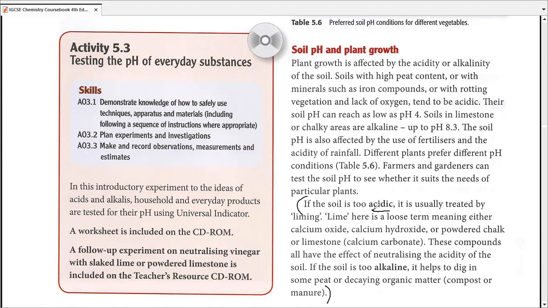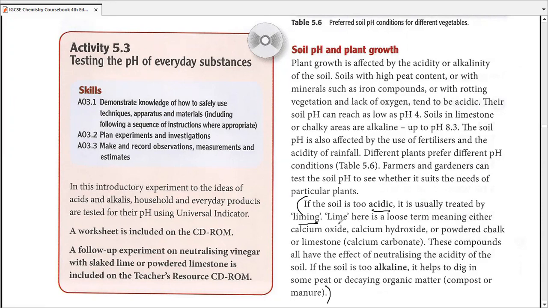If the soil is too acidic, this can happen because of the continuous use of fertilizer. This may happen naturally. This may happen due to excessive rainfall. So in some areas, the rainfall is acidic. Acid rain causes acidity in the soil. So we treat it by liming.